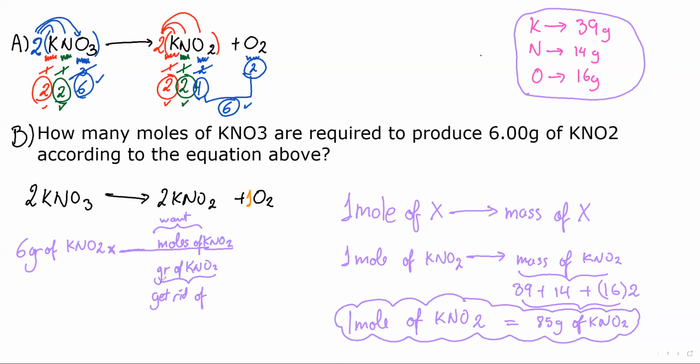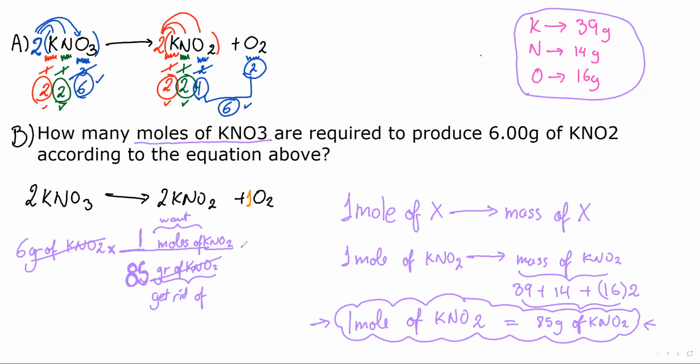What is the relationship between those two? You know that 1 mole is equal to 85. That's the relationship that we got here. When you do this, these grams of KNO2 cancel with these grams of KNO2. You always cancel it in diagonal. And you get only moles of KNO2, but you don't want moles of KNO2. You want moles of KNO3.